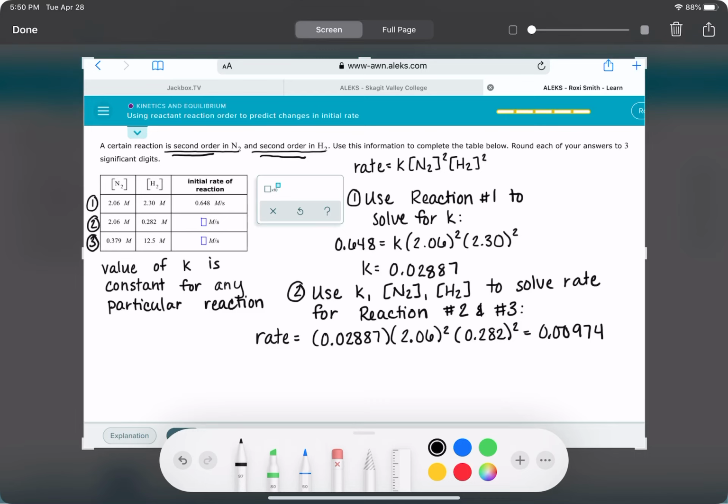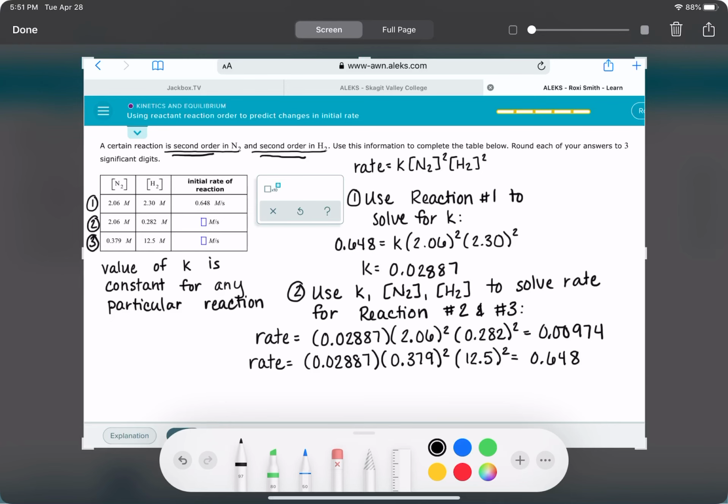So now let's do the same thing for reaction number 3. We're going to use the rate law again. The value of the rate constant, 0.02887. For reaction 3, the value of N2, which is 0.379, don't forget that it needs to be squared, and the value of H2, which is 12.5, and don't forget that also needs to get squared. So that is 0.02887 times 0.379 squared times 12.5 squared. We get a rate of 0.648.